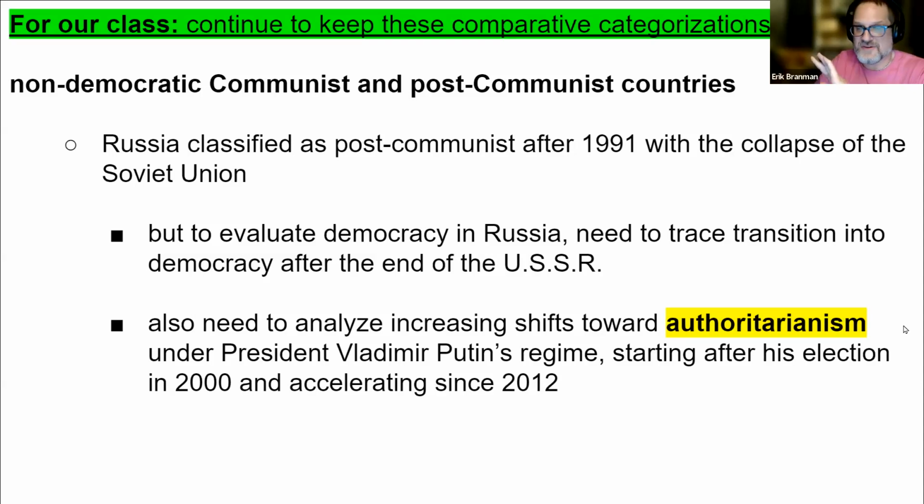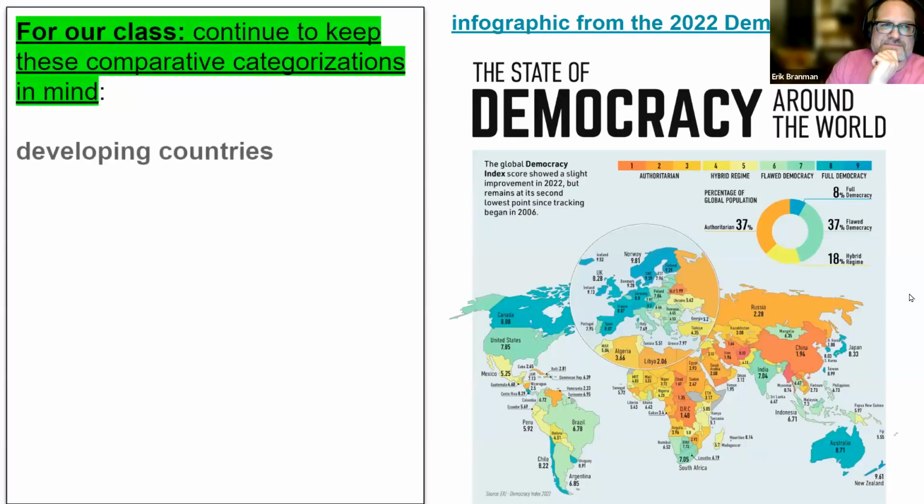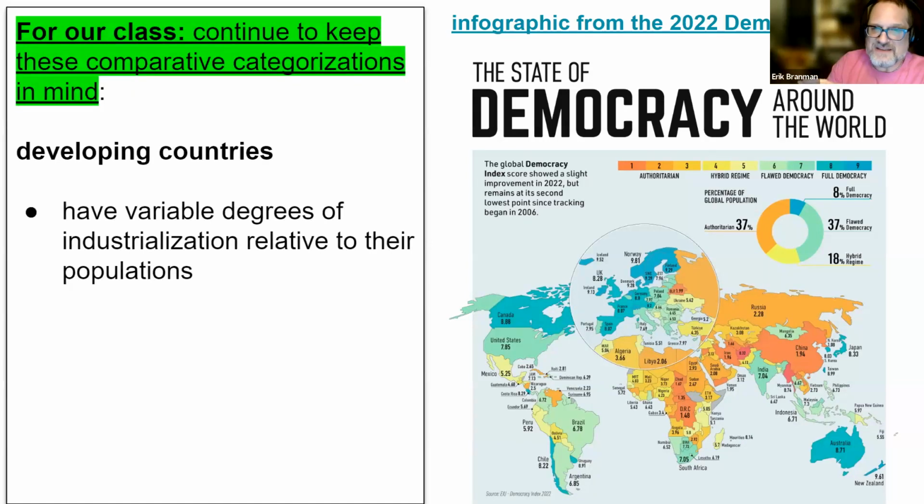He's been elected 4 times since then, because it's really something that's going to be important for our class when it comes to political culture in Russia and the political system, kind of examining how Russia becomes increasingly authoritarian, especially starting about 10 years ago after President Putin's 2012 election. Okay, again, developing countries, lastly, varying degrees of industrialization relative to their populations.